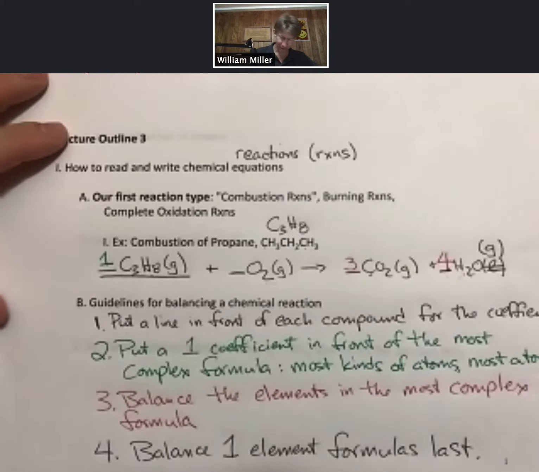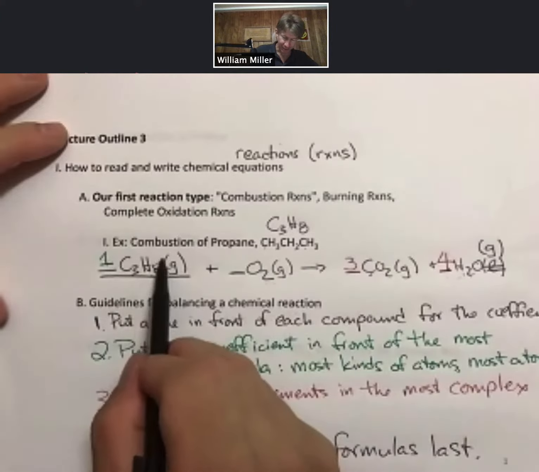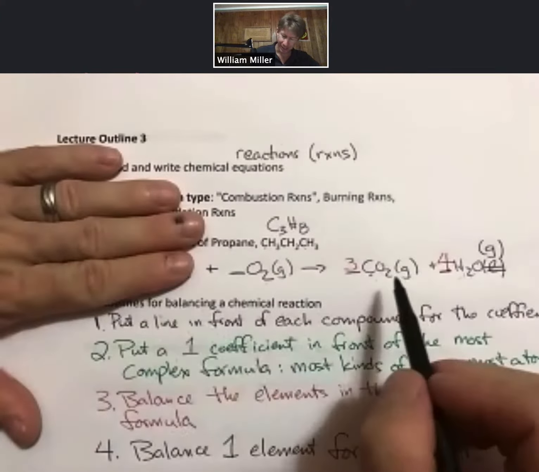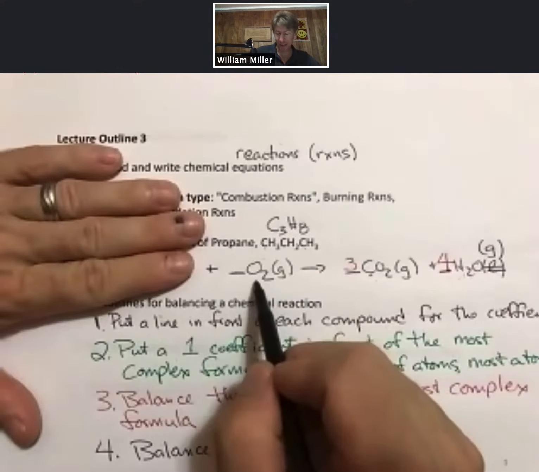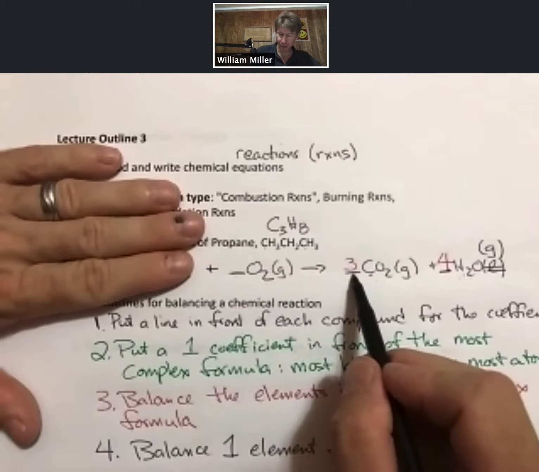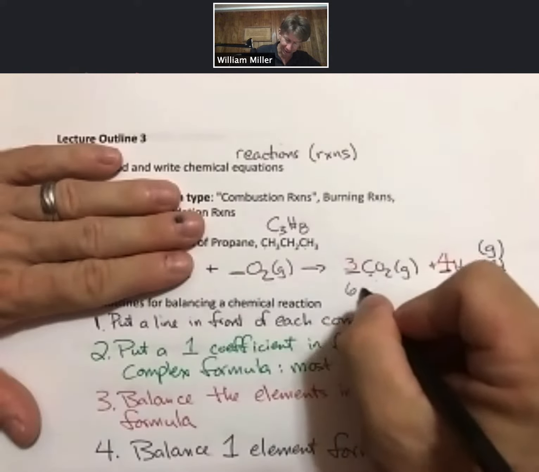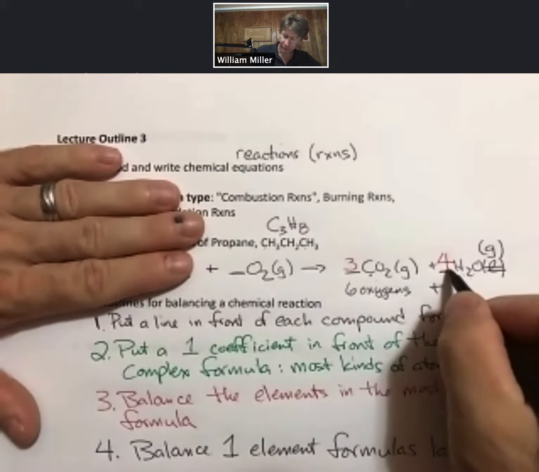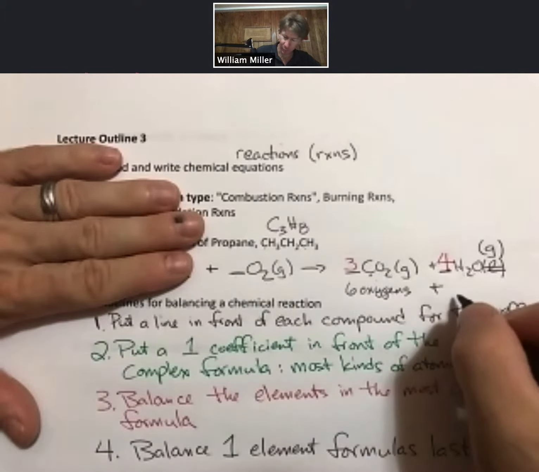Now for oxygen, let's see. I have 0 oxygens here. So let's just cover that up for a minute. I don't know how many here. That's why I need a coefficient. I have 3 times 2, I have 6 oxygens. And I have 4 times 1, I have 4 oxygens.